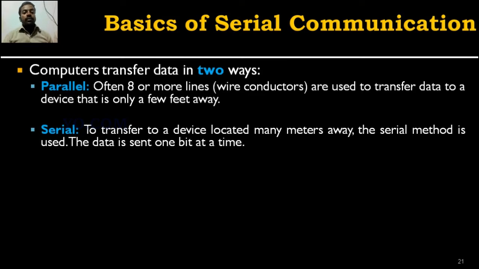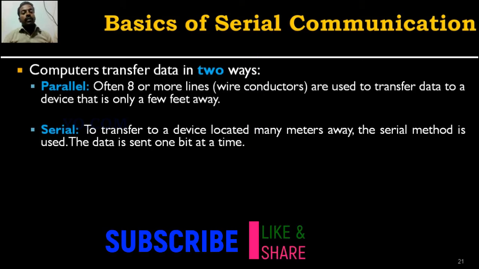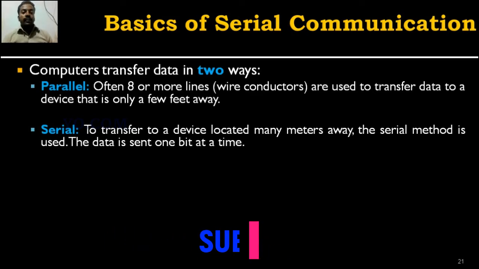So a computer can transfer data in two ways: one is a parallel connection and another is a serial connection. Parallel connection needs more lines. If you want to connect an 8-bit data bus, we need 8 separate wires to communicate between two devices. If the device is at a very long distance, then a large amount of wire is needed in parallel communication, which increases the cost.